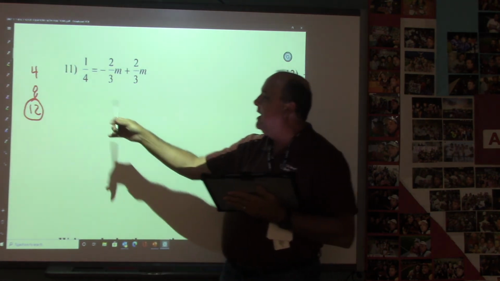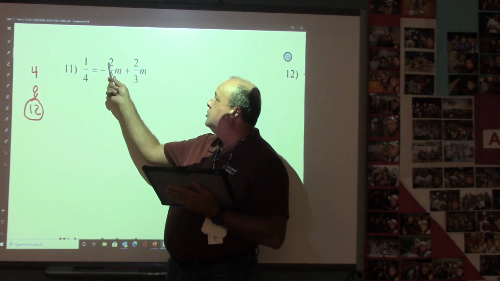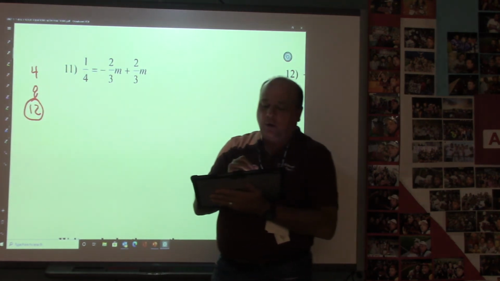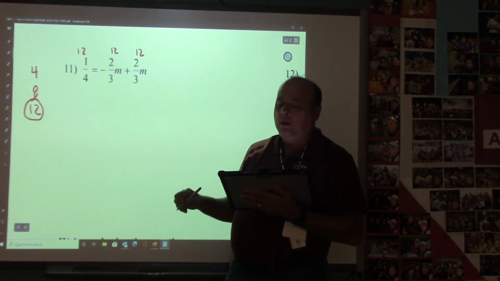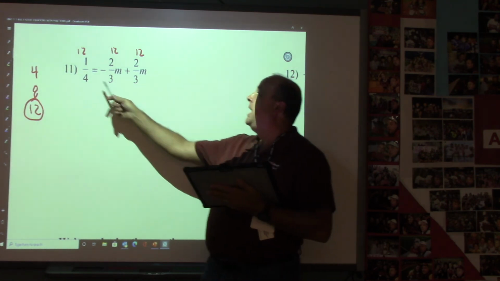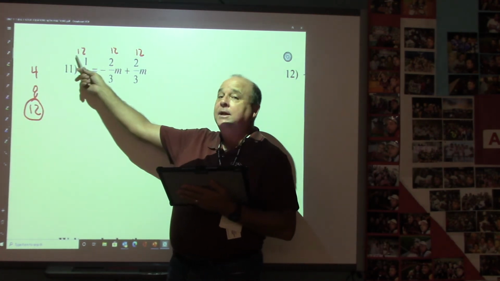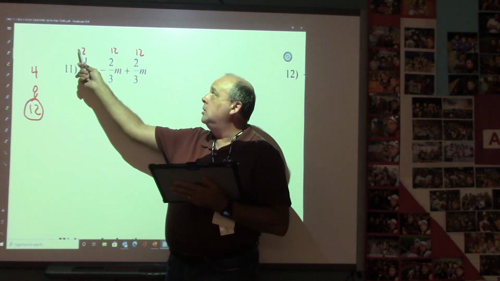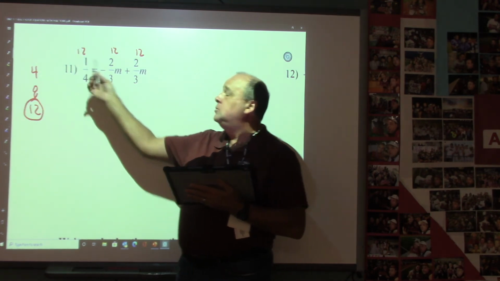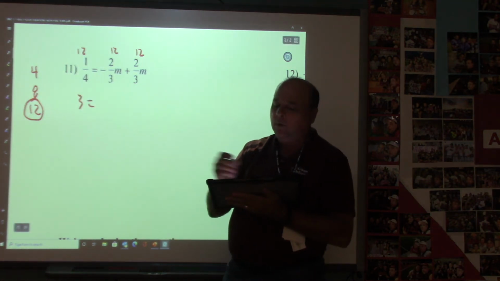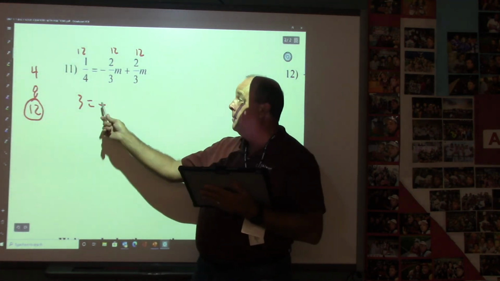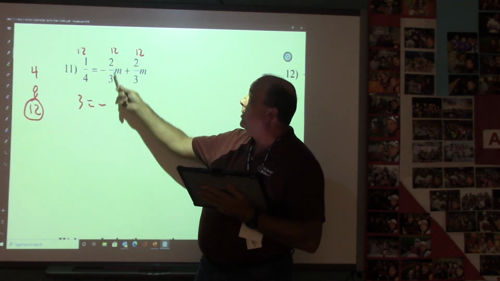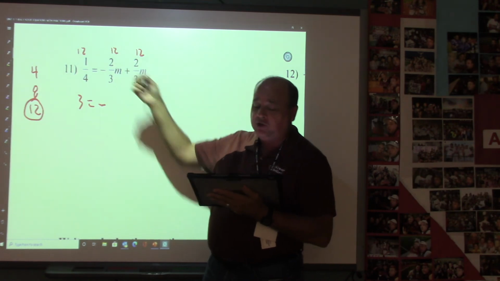Now I'm going to distribute the 12. There's 1, 2, 3 terms, right? So we're going to put 12 on top of the 3 terms. Now we're going to multiply, and these denominators will all divide into 12, won't they? So 4 goes into 12 3 times. 3 times 1 is 3. A positive times a negative is a negative. Get that sign first. If you put a positive here, the whole thing's wrong. 3 goes into 12 4 times. 4 times 2 is 8.